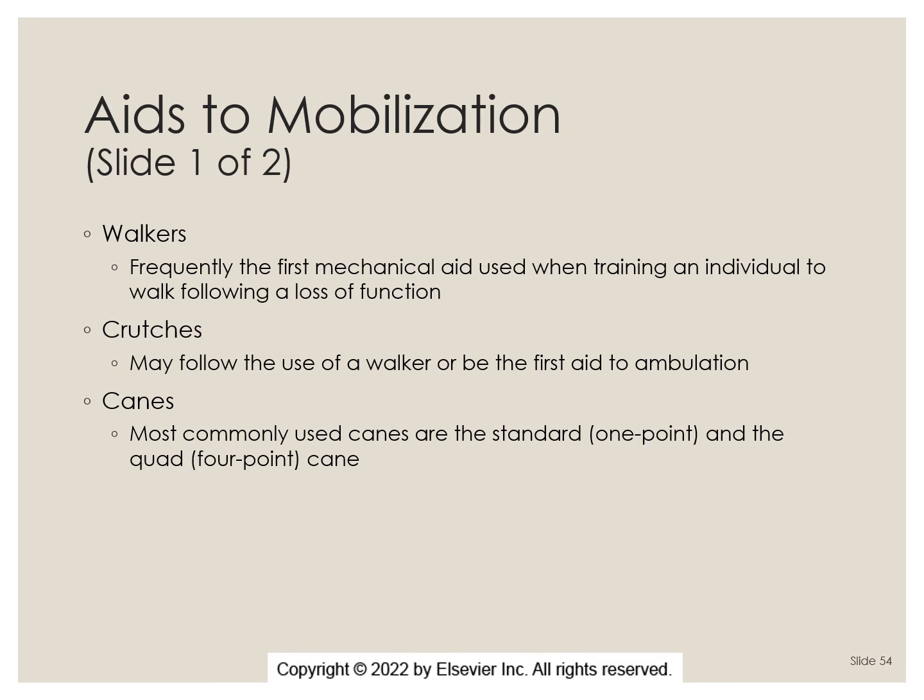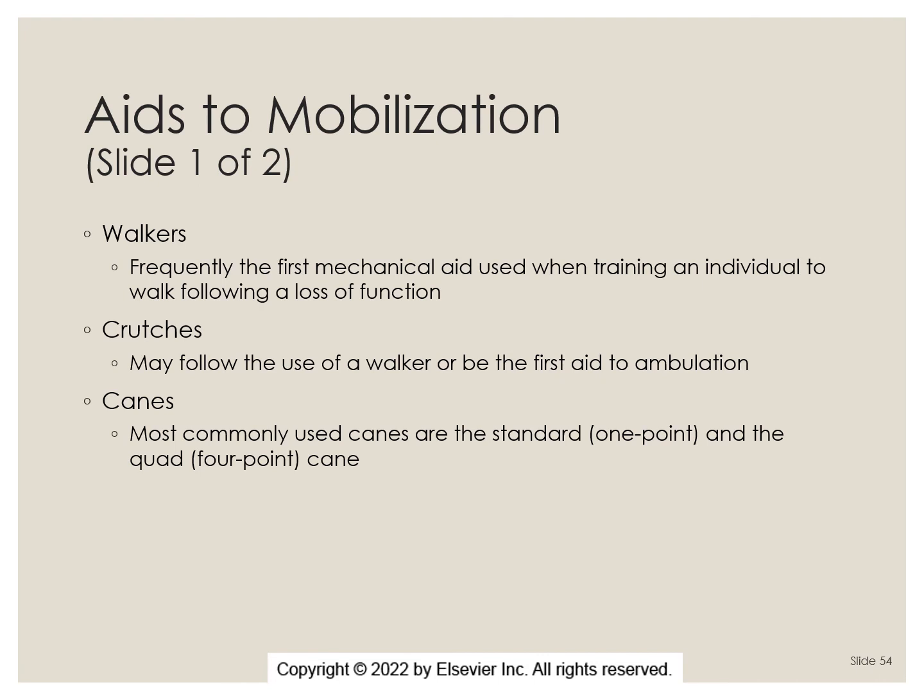A walker is frequently the first mechanical aid used when training an individual to walk, following a loss of function or a surgical procedure, such as a hip or knee replacement. This is particularly helpful for patients who are weak or tend to lose their balance because it will offer a broad base of support. Walkers are adjustable in height.